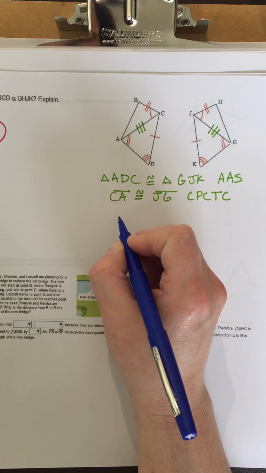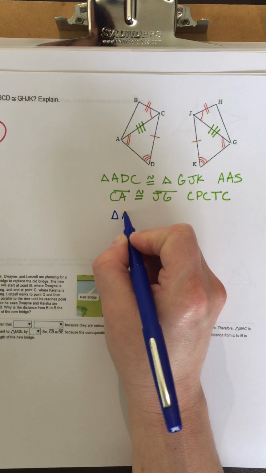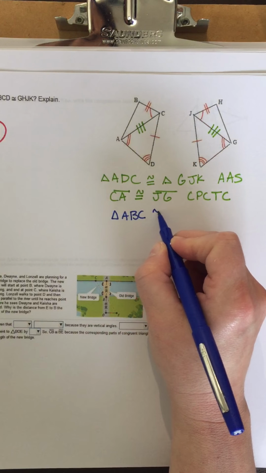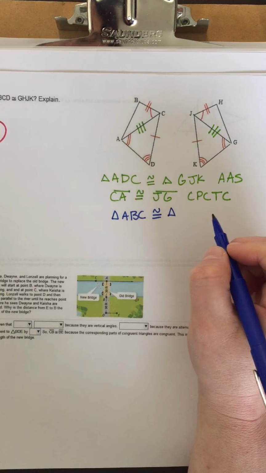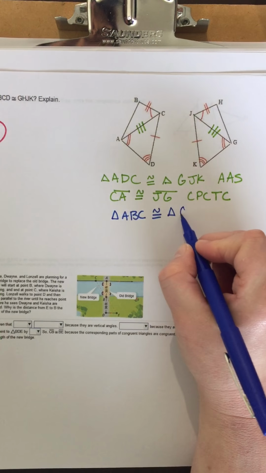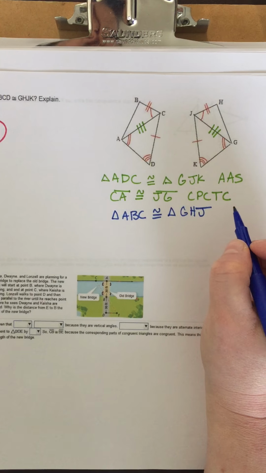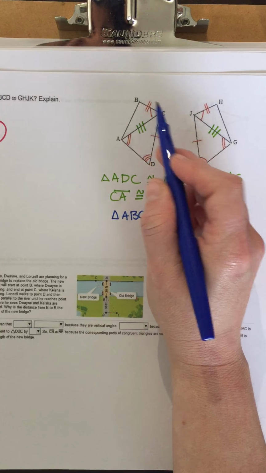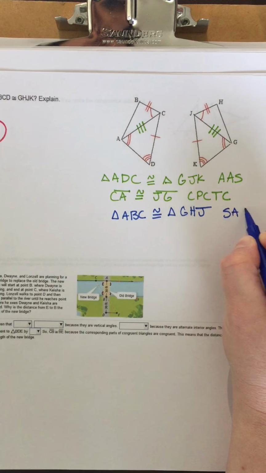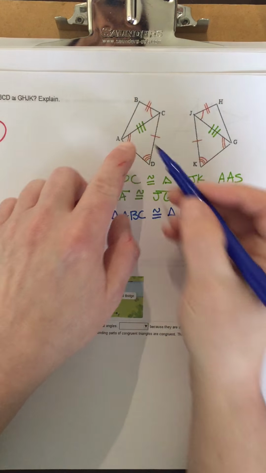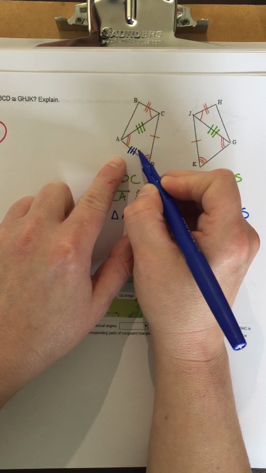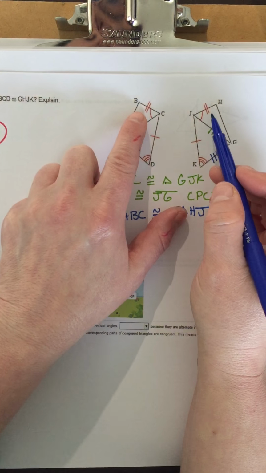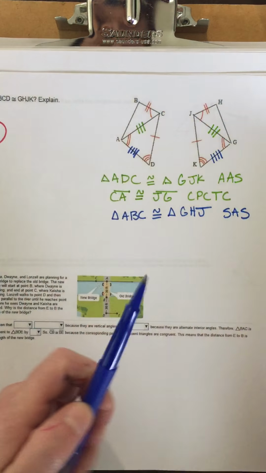So I can say that triangle ABC is congruent to triangle GHJ. And I know that because of side, angle, side. So that would be side, angle, side. So here's the thing. If this triangle is congruent to this triangle, then this side is also the same as this side because all the parts have to be the same. And now we've proven that this triangle is congruent to this triangle.